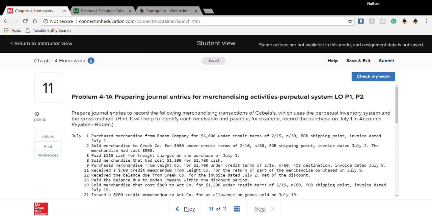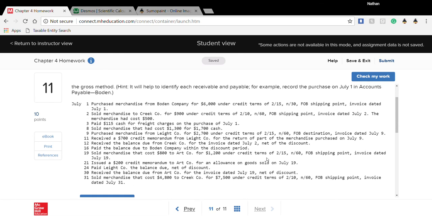So, July 1st, repurchase merchandise from Bowden Company for $6,000 under the credit terms of 2/15. Again, watch out for all this. It's actually going to appear a little bit more often. With the discount periods, always check to make sure that when we pay them off, we're in the discount period. Most likely we're going to be. Or it's going to say within the discount period, net of discount, all that just to help you out.